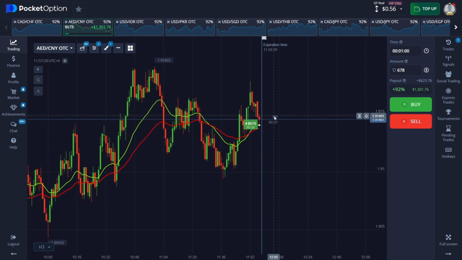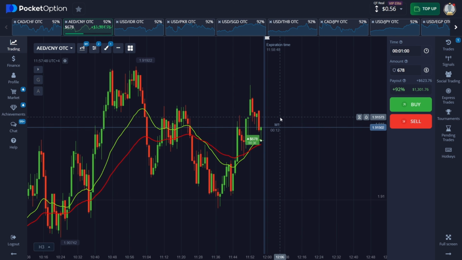Okay, I got the entry and placed the trade for the upside with $678 near the 25 EMA level. As you can see, there was a downtrend in the background, but the candle broke the moving average and is taking support from the 25 and 50 EMA levels. That's why I took this trade for the upside move. The trade is going in our favor, and the current candle will also close as a green candle. We still have 25 seconds left.